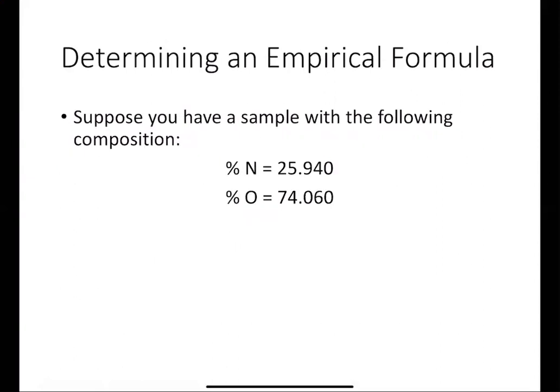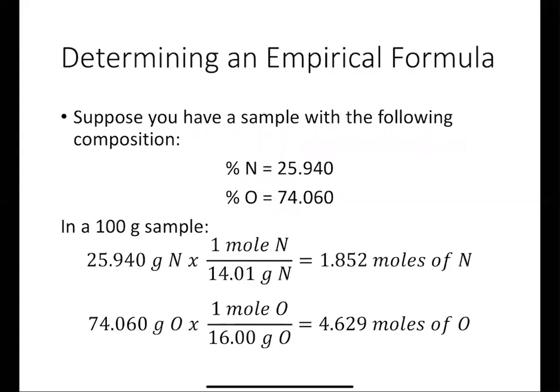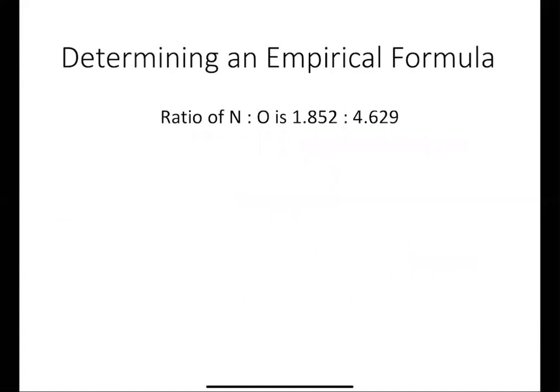Let's do another one. This one only has nitrogen and oxygen in it, okay? And so we want to pretend that we have a 100-gram sample of it, and convert these to moles. Okay, so now we have our number of moles. Now we're going to divide by the lowest one again, and we get 1 to 2.499, pretty much 1 to 2.5.